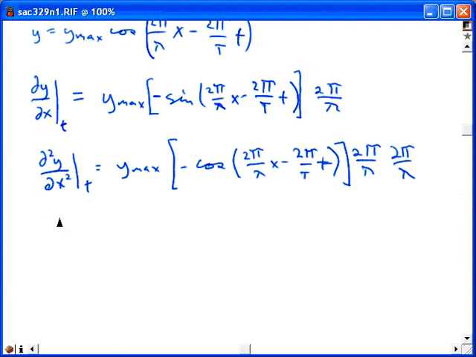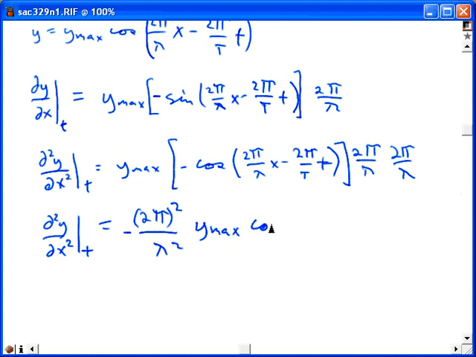Let's go ahead and simplify this a little bit. Holding t constant, I'm going to call it 2 pi squared is the way I write that, divided by lambda squared. There's a minus sign that goes out front. Now I've taken care of all that and that. I get the y max times the cosine of 2 pi over lambda times x minus 2 pi over capital T, the period, times the lowercase t, the time variable.